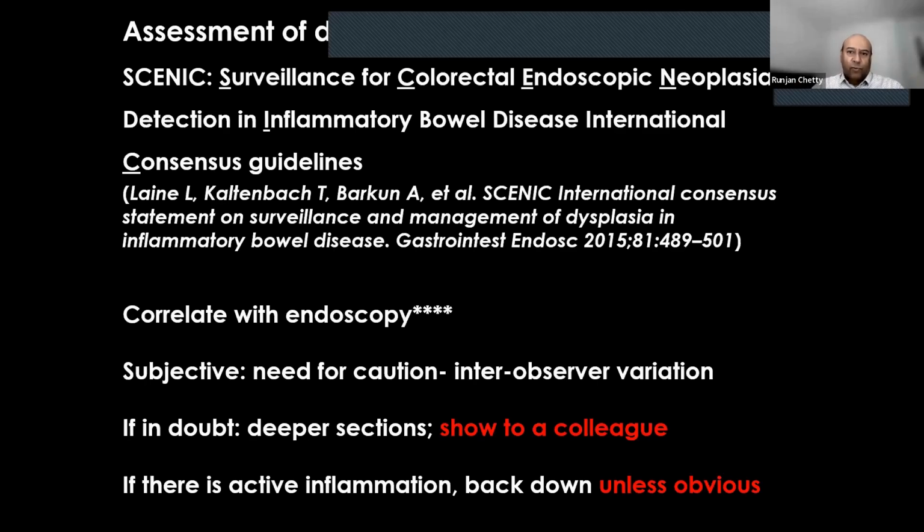And one of the sort of caution mantras that I advocate is that if there's active inflammation, so ulceration, acute inflammation, transmural acute inflammation, etc., and you are umming and ahhing, back away. Do not make the call of dysplasia. Ask for a repeat biopsy. Unless, of course, it is clearly obvious. And there are cases where there is obvious dysplasia concomitant with acute inflammation and ulceration. So again, keep your wits about you when making the call.